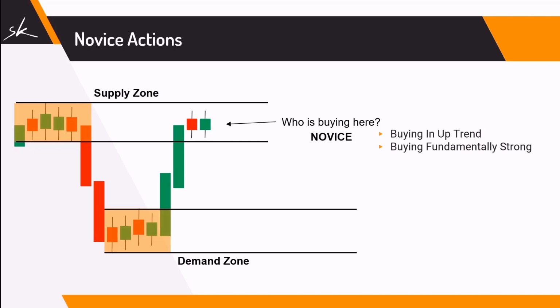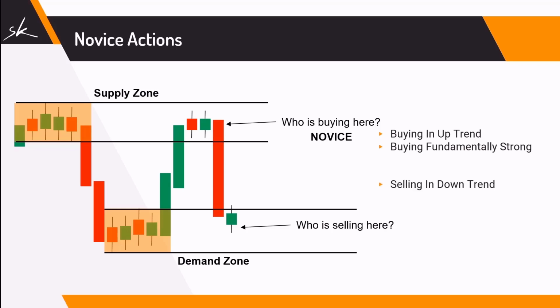Now if the price starts moving down, who is selling here? This is a person who is selling in a downtrend or selling because for him the company is fundamentally weak, which means that because of fundamental or technical analysis or because of fear, somebody is now selling at a cheap price.